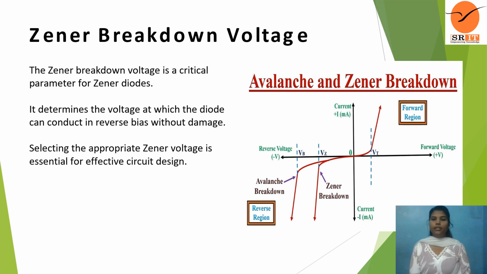Here we see the graph plotted for avalanche and Zener breakdown. The graph is plotted for the forward region and the reverse region. In forward bias, we see the graph increases, and the Zener and avalanche breakdown occur in the reverse region.